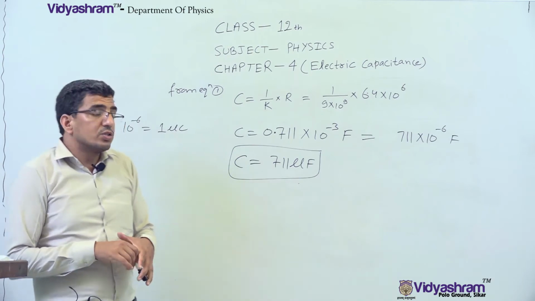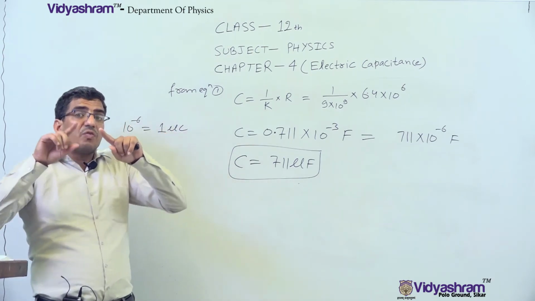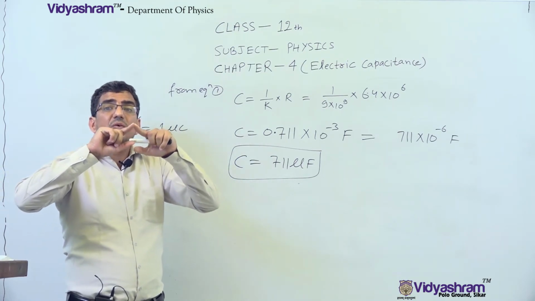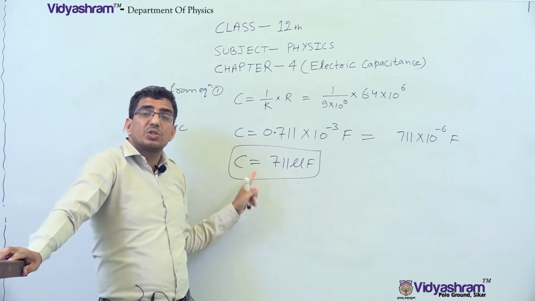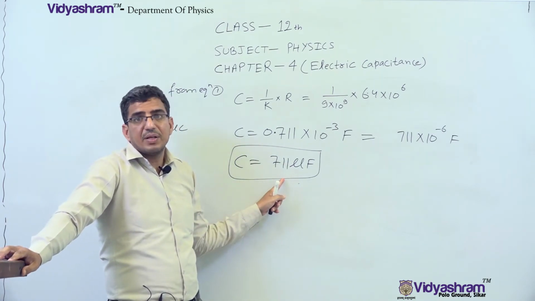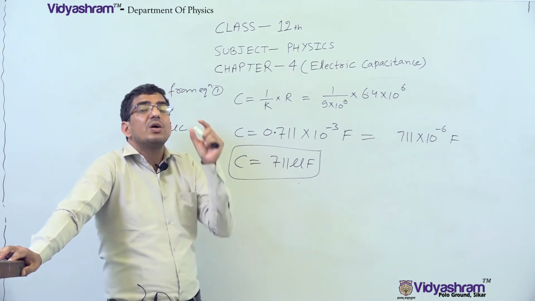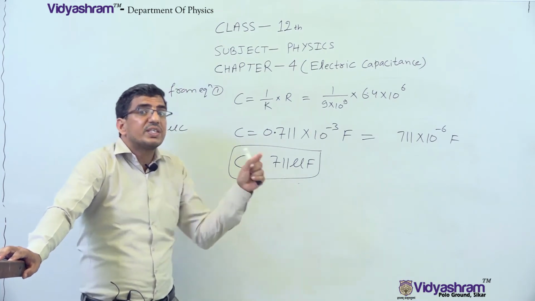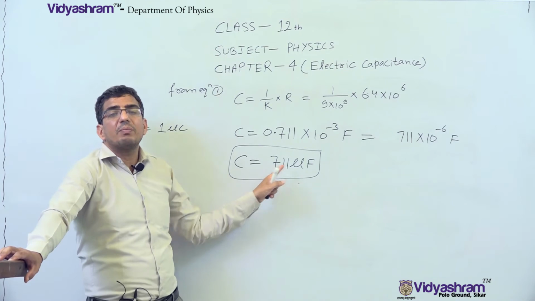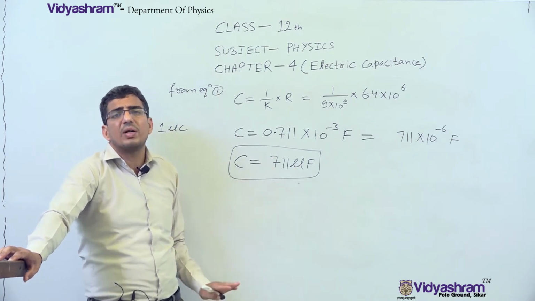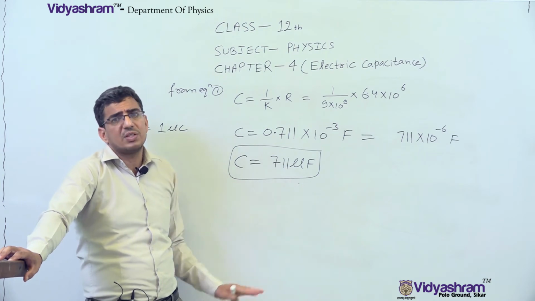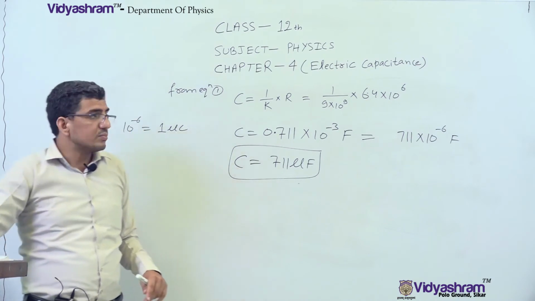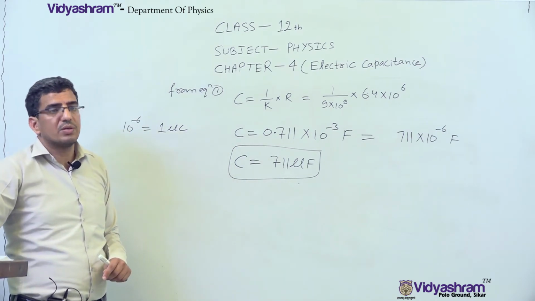So a spherical conductor whose radius is equal to the radius of the earth has a capacitance of 711 microfarad. It means it is a very small capacitance. Okay students, write it in your notebook. Clear?